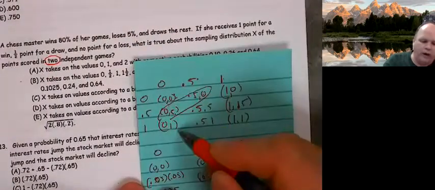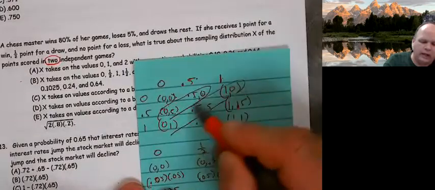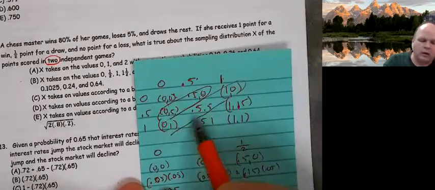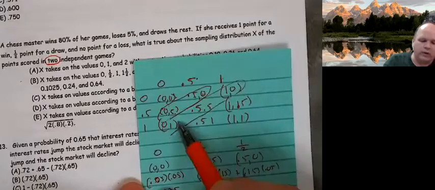To end up getting one point, I can get it three ways. All right, so this will get me 1 point. Each one of these will get me 1 point.